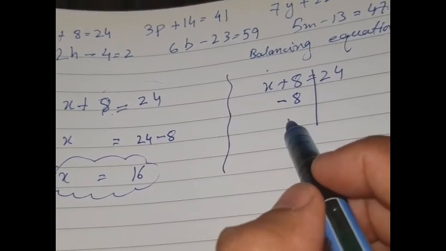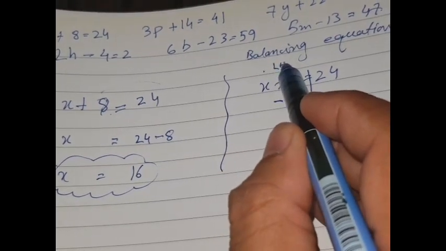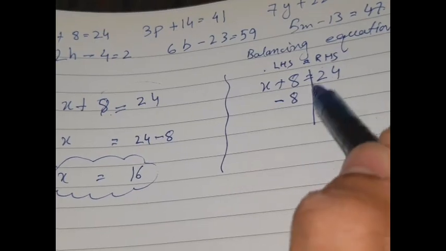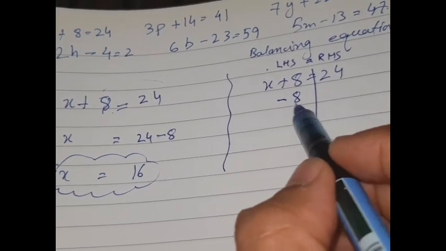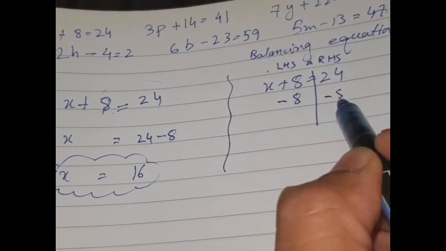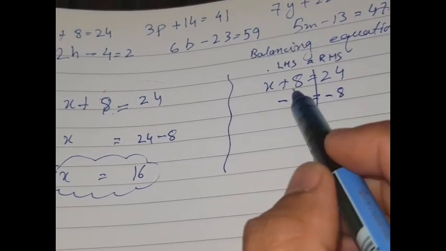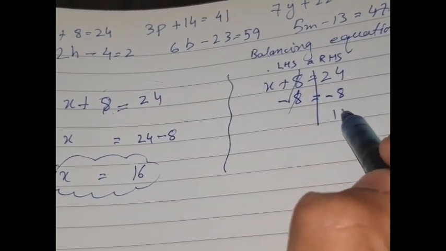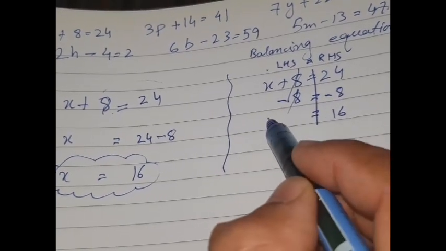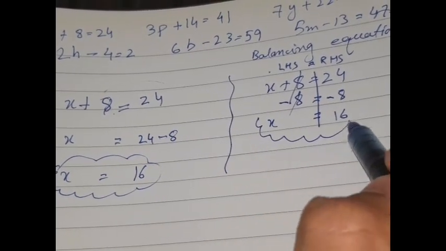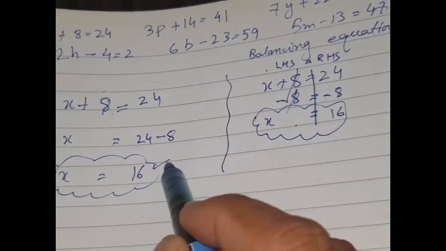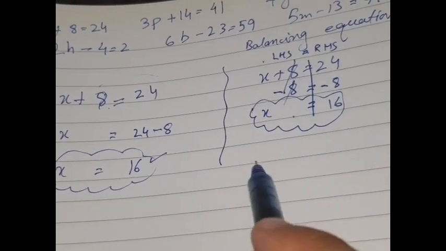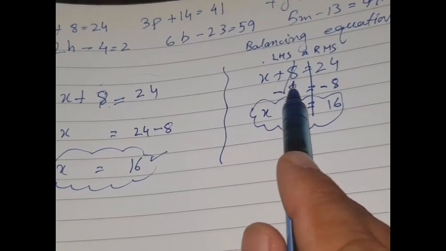Now whatever I'm doing on the left hand side of the equals sign, I have to do the same thing on the right hand side of the equals sign. So I did minus 8 here, so I will do minus 8 here as well. Now plus 8 and minus 8 are gone. 24 minus 8 makes 16, the equals sign stays as it is, and x here. So again your answer is x is equal to 16. This method is for balancing the equation. It was plus 8, I did minus 8.